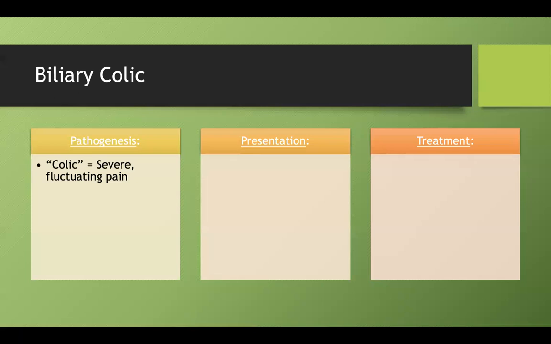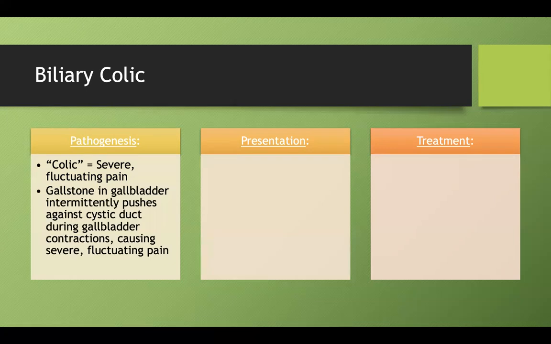So just to clarify, colic is where you have severe fluctuating pain. That's when they describe colicky pain. You hear it in a few different conditions, gallstones being one of them. Kidney stones can cause colic. Small bowel obstruction can cause colicky pain, where you have the pain and then it goes away, and then you have the pain and then it goes away. And so why is it causing this colicky pain that comes and goes?